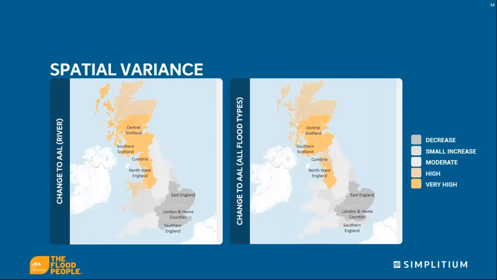Okay, joking. So here we have 2 plots that show the change to annual average loss for a residential market portfolio, with the left plot showing the change for river flood and the right plot showing the change for all flood types. Grey denotes a decrease in the AAL, with the darker orange denoting a much higher increase. And as you can see, the change in loss is not uniform across the country for different flood types, which is as to be expected when we take into account the climate change allowances.